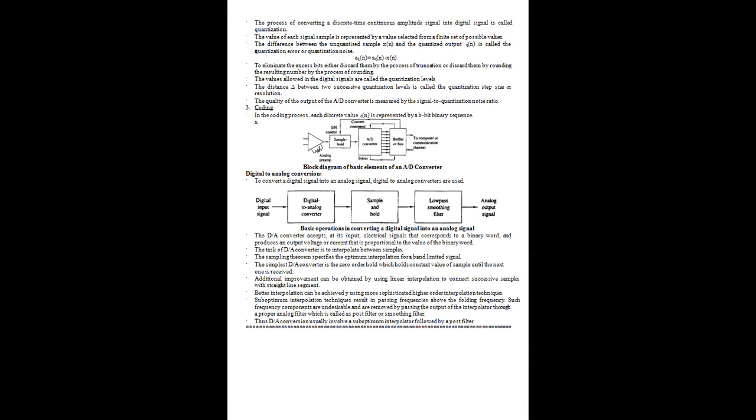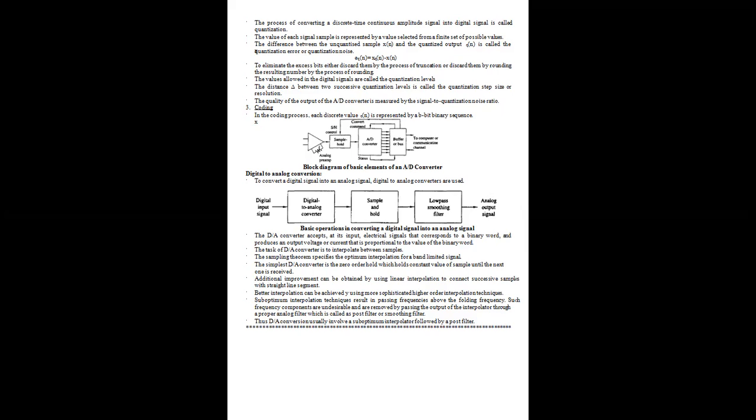To eliminate the excess bits, we either discard them by truncation or round the resulting number by the process of rounding. The values allowed in the digital signal are called the quantization levels. The distance delta between two successive quantization levels is called the quantization step size or resolution. The quality of the output of the A to D converter is measured by the signal to quantization noise ratio.